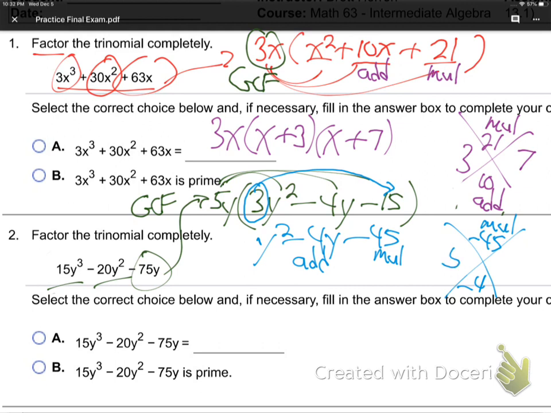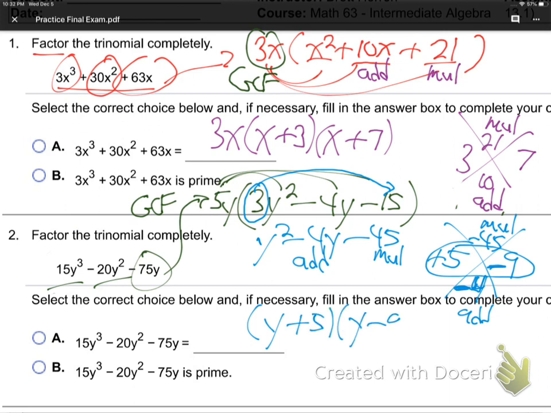What times what's 45? 5 times 9 makes 45. Remember, the sign on the bottom goes on the bigger. So it's minus 9 plus 5 will add to be negative 4 and multiply to be negative 45. So then I go, okay, y plus 5, y minus 9. But then you got to go back and divide by the 3. So you take that the back, because you multiplied by that 3 to begin with. So now you divide them all.